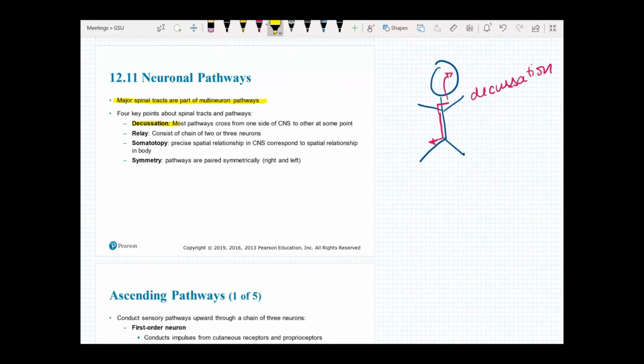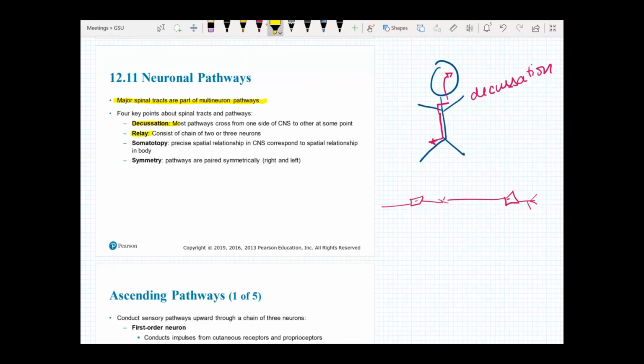A relay means it's going to be a chain of two or more neurons. So here's my neuron, my axon. Let's do it this way. Here's my neuron and my axon with my dendrites. Here's my dendrites, my cell body, another one. So it's a relay of 2 or 3 neurons.